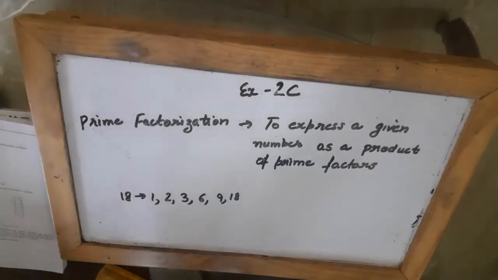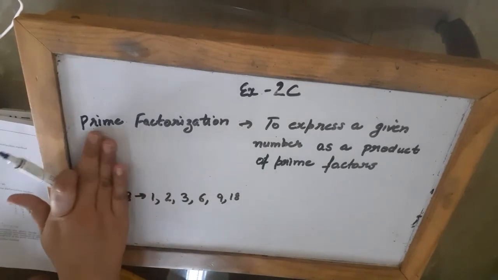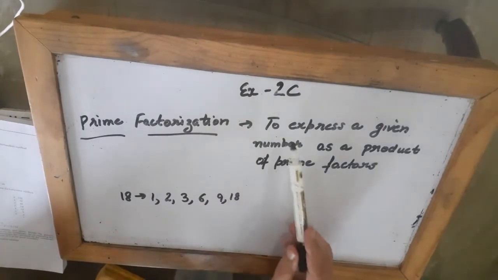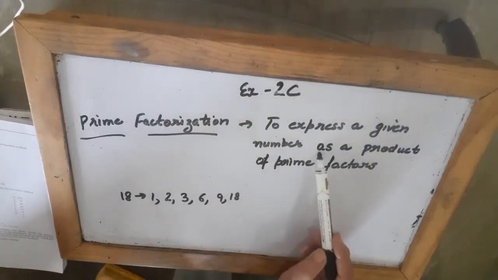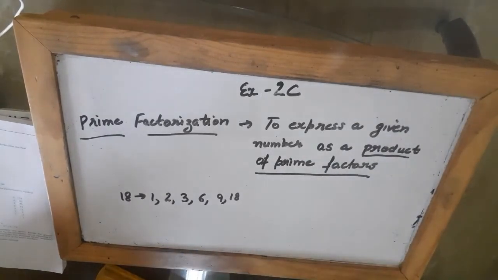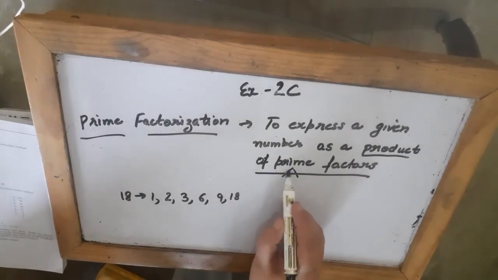Class, now we start with exercise 2C. In exercise 2C, they are asking you to give the prime factorization of each of the following numbers. First of all, let us understand what we mean by prime factorization. It's a method in which we express a given number as a product of prime factors. As a product means when you multiply, you get the product of prime factors. Now prime, you understand what is prime? Prime numbers are those which have only two factors.